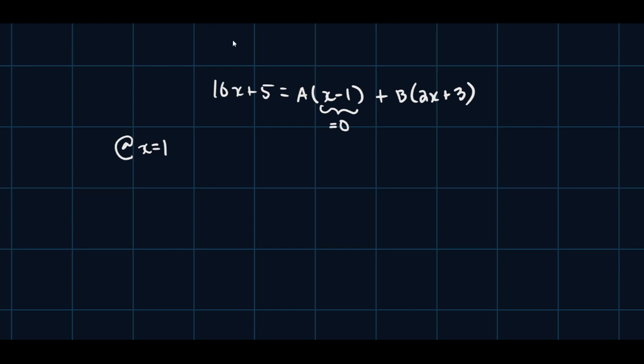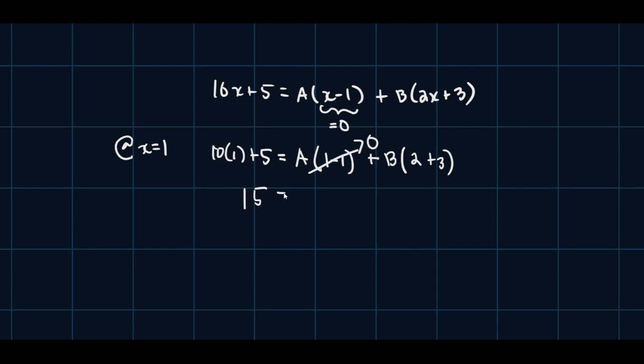So, at x equals 1, yung ating left-hand side will be 10 times 1 plus 5. And yung right-hand side natin is a times 1 minus 1 plus b times 2 times 1, which is 2, plus 3. Okay? This one will give us 0. And simplify. 15 equal to 5b. So we have b equal to 3.